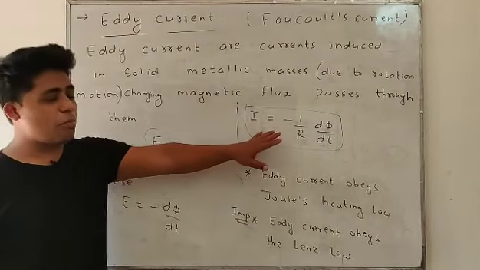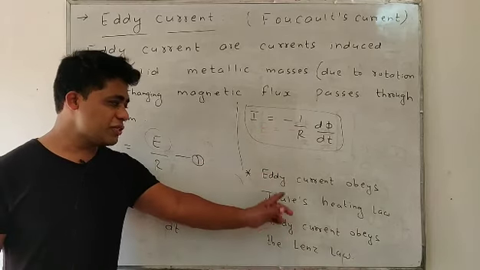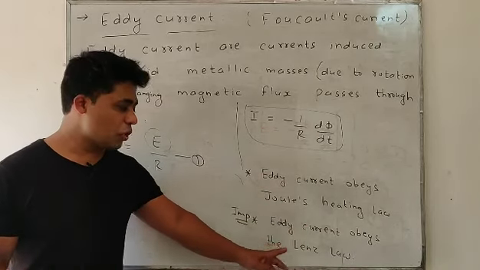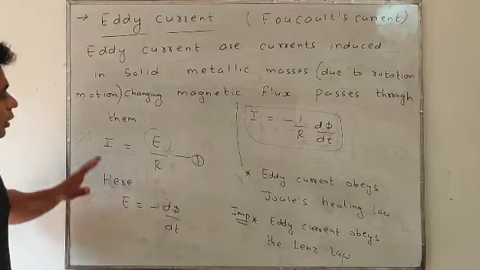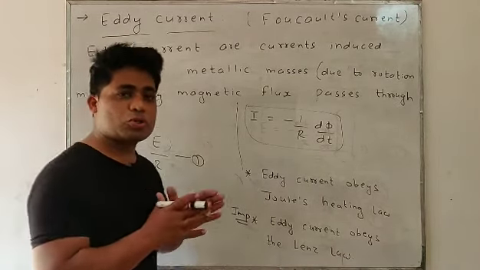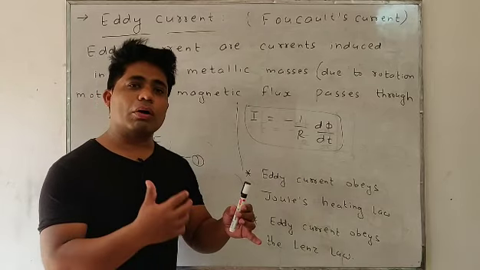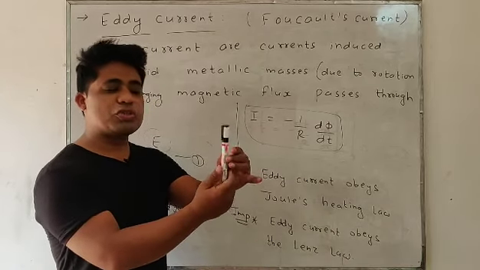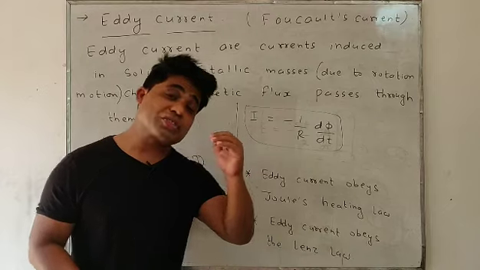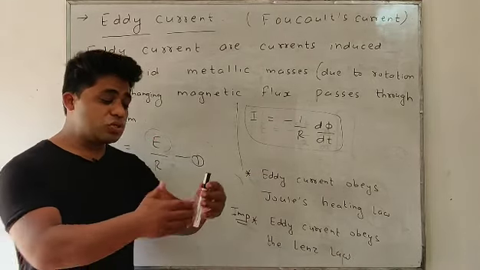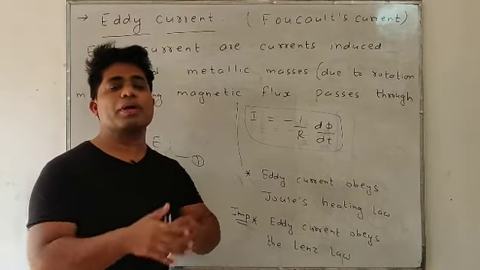This is the mathematical form of eddy current, and these are the properties. It follows Joule's heating law. It obeys Lenz's law. And what is the main reason for the production of eddy current? Whenever a metallic object, a disc or rod or bulk object, executes rotational motion under the influence of an external magnetic field, current is set up in it, and that is said to be eddy current.